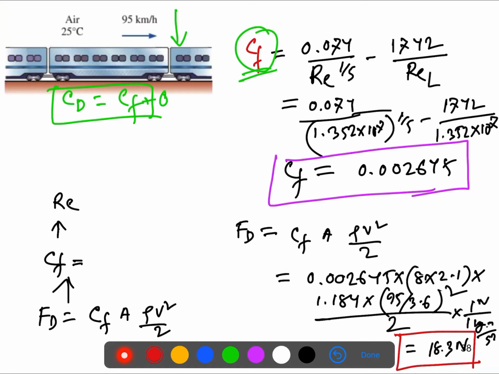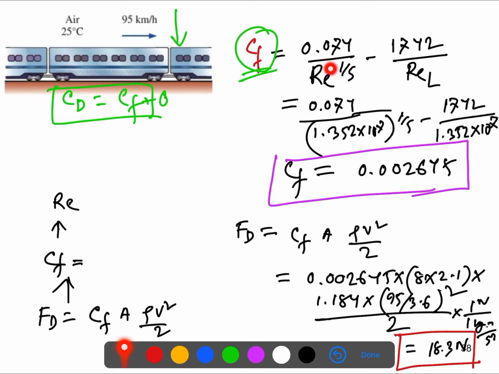If you want, you can solve it differently. Here I used the combined effect of the laminar and turbulent flow, but you can solve it only for the turbulent flow, and that will not deviate the final value. It will be closer, because the Reynolds number we got is just greater than the critical value. So you can use only the turbulent flow equations for this drag coefficient, but here I used the combined effect.